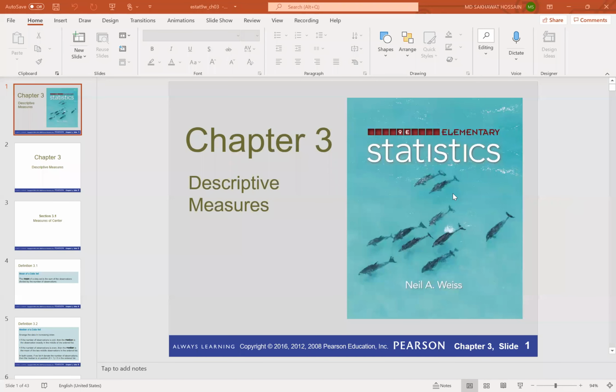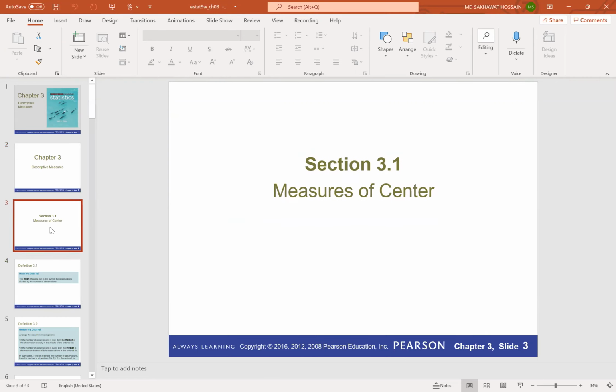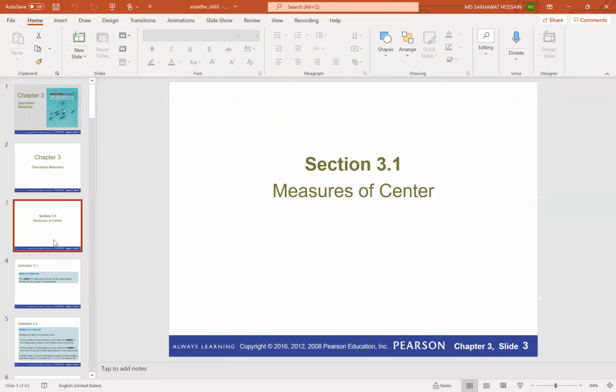Okay, so if you do not have any question, then we'll start chapter 3. Chapter 3 is about descriptive measures, or descriptive statistics. So what are the descriptive statistics? Descriptive statistics are different types of measures: measures of center and measures of dispersion. First we'll discuss the measures of center. So what are the measures of center? With the measures of center, we try to find the center of the data set.